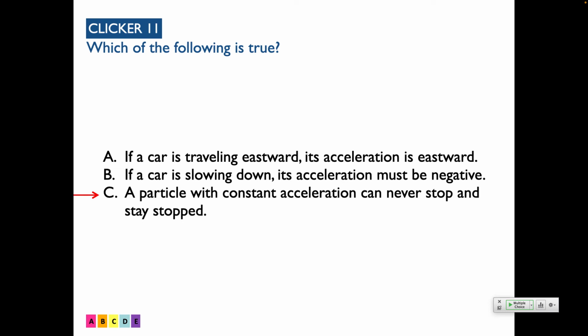This is a little bit crazy, and I want you to pay attention to this. A particle, or anything, a car, with constant acceleration can never stop and stay stopped. What does that mean? It means even if you have a zero velocity, it's a turning point, right? So when I throw this, the only time it has constant acceleration is when I'm not touching it. When I'm holding it, what's the acceleration? 0. But as soon as I let go of it, what's the acceleration?